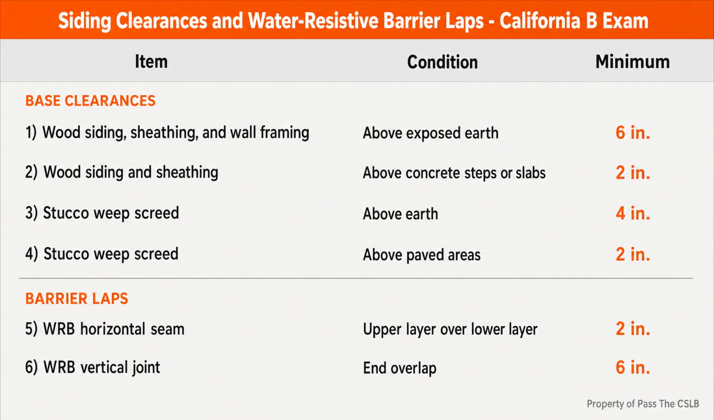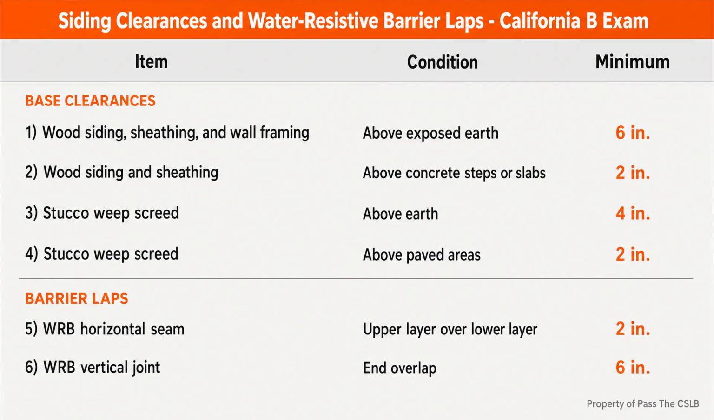The water-resistive barrier is a drainage layer, not a decorative sheet hidden behind siding. Its joints have to shed water in the same direction. Gravity is already trying to move it. Horizontal courses are applied with the upper layer lapped over the lower layer by at least 2 inches. Vertical joints are lapped by at least 6 inches.